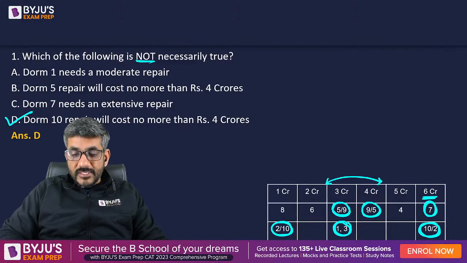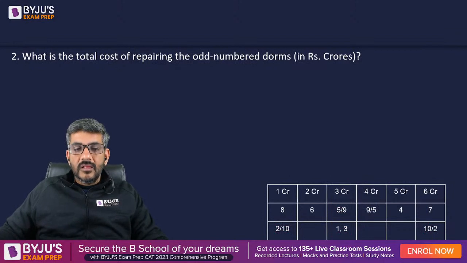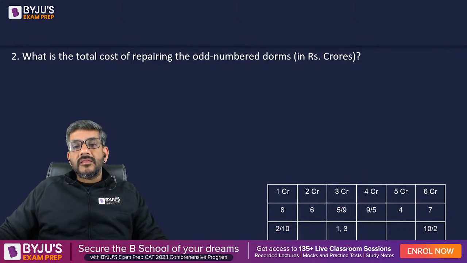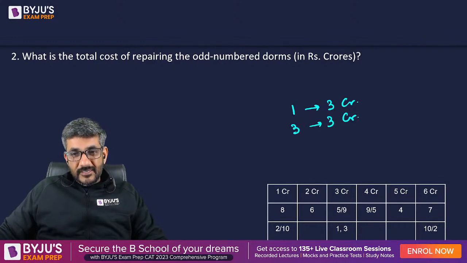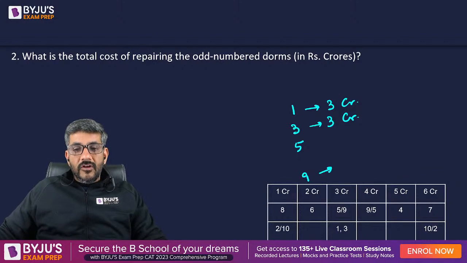I'll move ahead from question number 1 now to question number 2. What is the total cost of repairing the odd numbered DOMs? So for odd numbered DOMs, for DOM 1, the cost is definitely 3 CR. For DOM 3, the cost is definitely 3 CR. For DOM 5 and DOM 9, for one of them the cost is 3 CR, for one of them the cost is 4 CR. The order does not make a difference. For DOM 7, the cost is 6 CR.